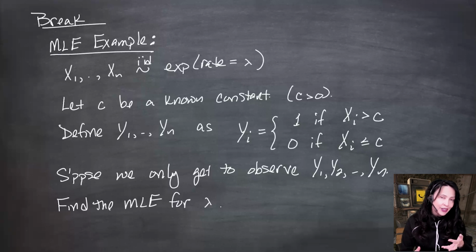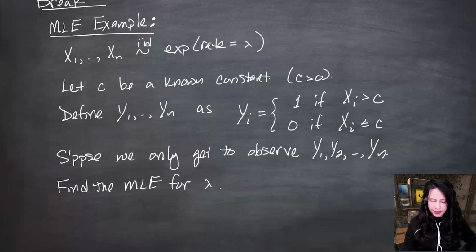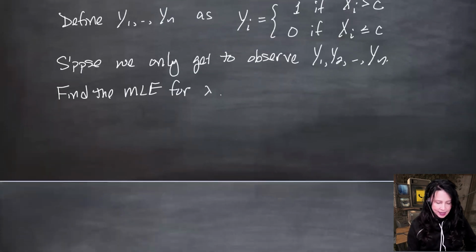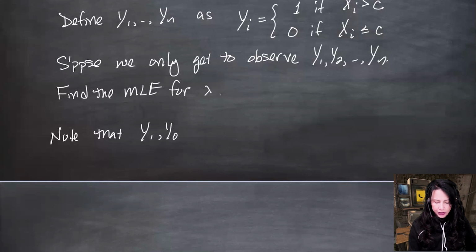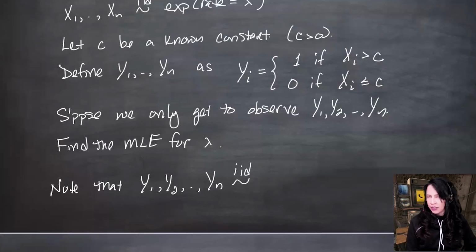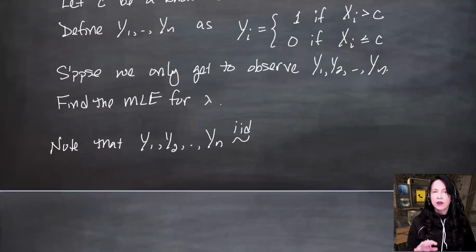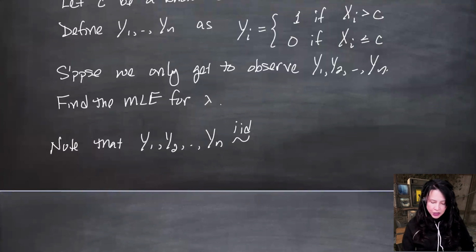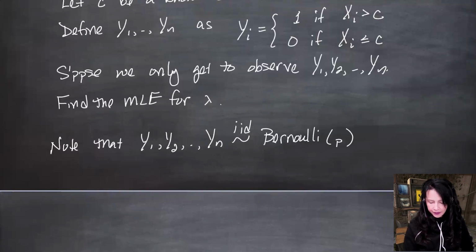So your likelihood is a function of the unknown parameter, and the data is always hidden in there. So let's write down a likelihood here using the y's. Note that y1, y2 out through yn are IID, right? If the x's are independent, then each of the y's is independent because each y is defined in terms of xi and not the other x's, and they're also identically distributed, but they are zeros and ones. The y's actually have a Bernoulli distribution with some parameter p that we're going to figure out right now.